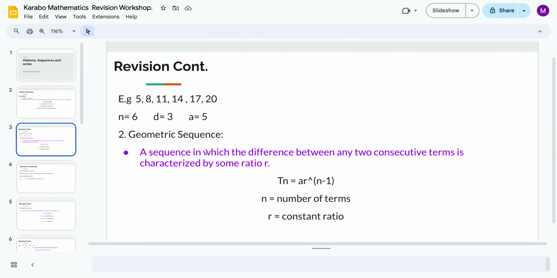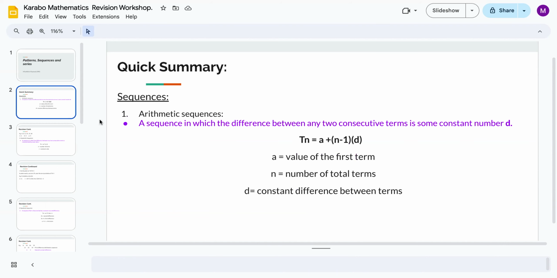Okay, so for example, given the sequence 5, 8, 11, 14, 17, and 20. From this, we know that a, the value of our first term, is 5. n, the total number of terms, is 6. And d is the constant difference. You can work this out by taking one term and subtracting the term just before it, so Tn+1 - Tn. For example, 8 - 5 is 3, 11 - 8 is 3, and so on and so forth. So the nice thing to remember about arithmetic sequences is that there is a constant difference.